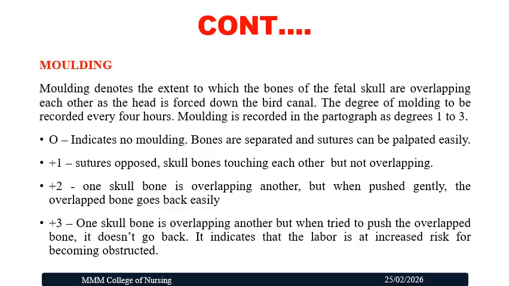As I told you earlier, 0 indicates no molding at all. Bones are separated, sutures can be palpated easily. +1, sutures are opposed, skull bones touching each other but not overlapping. +2 denotes one skull bone is overlapping another, but when pushed gently, the overlapped bone goes back to its original state. +3, one skull bone is overlapping another, but when tried to push the overlapped bone, it does not go back. So it indicates that the labor is at increased risk for becoming obstructed.